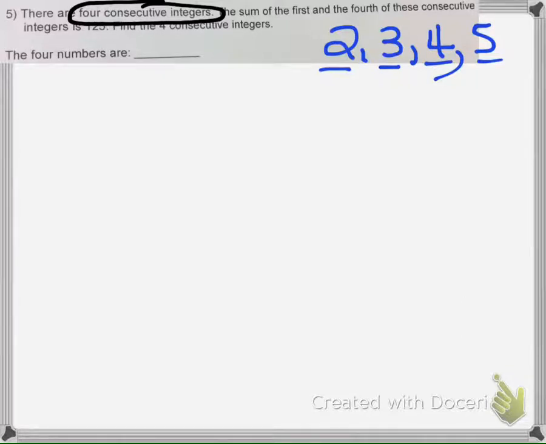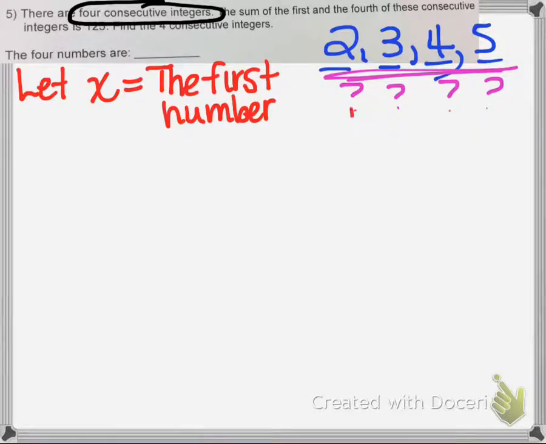And then we're told that the sum of the first and the fourth of these consecutive integers is 125. It says find the 4 consecutive integers. So we need to know, again, I made this example up, but we don't know what the 4 integers are. So I'm going to need a variable, and I'm going to have the variable represent the first number. Since we don't know what the first number is, I'm going to have that be x.